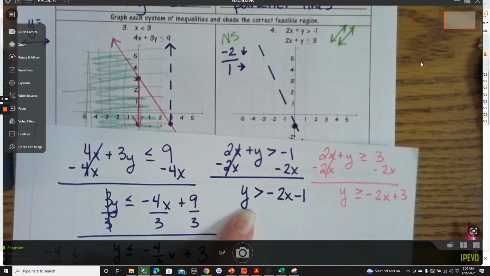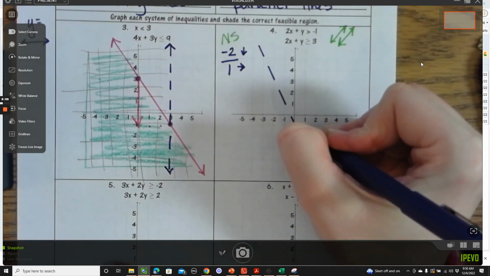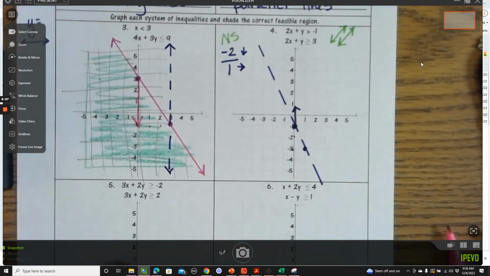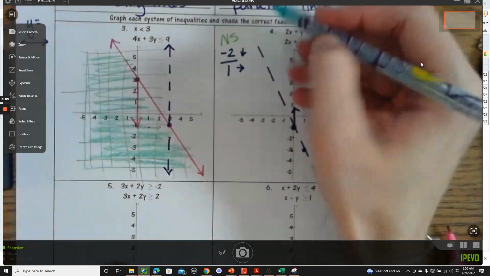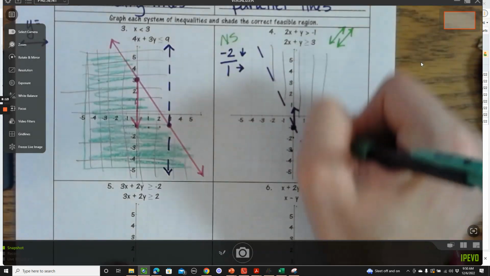All right, and y is greater than. So greater than, find the y-intercept. Greater than the y-intercept, so above that line. So everything up here.